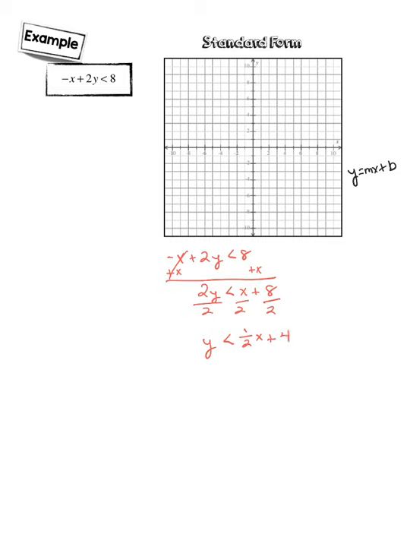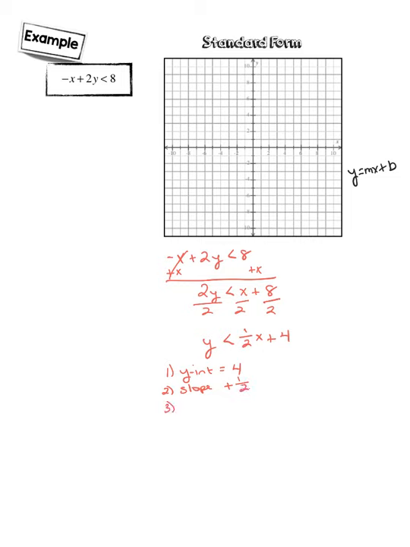Now remember the rules when you're dividing. If you divide by a negative number, then you must flip the sign. Keep that in mind. All right, here's my equation. Y equals 1/2 x plus 4. What's my y-intercept? It is 4. What's my slope? It is a positive 1/2. Put a plus sign for positive.